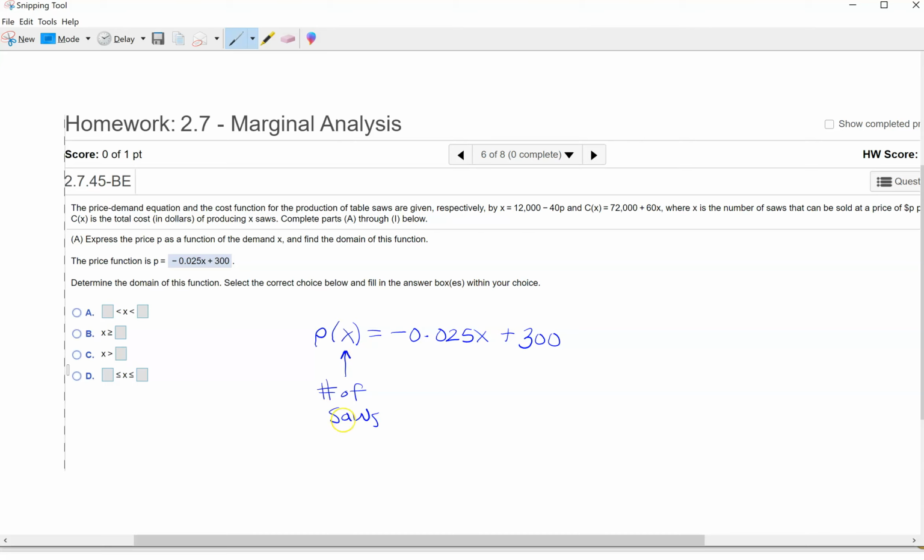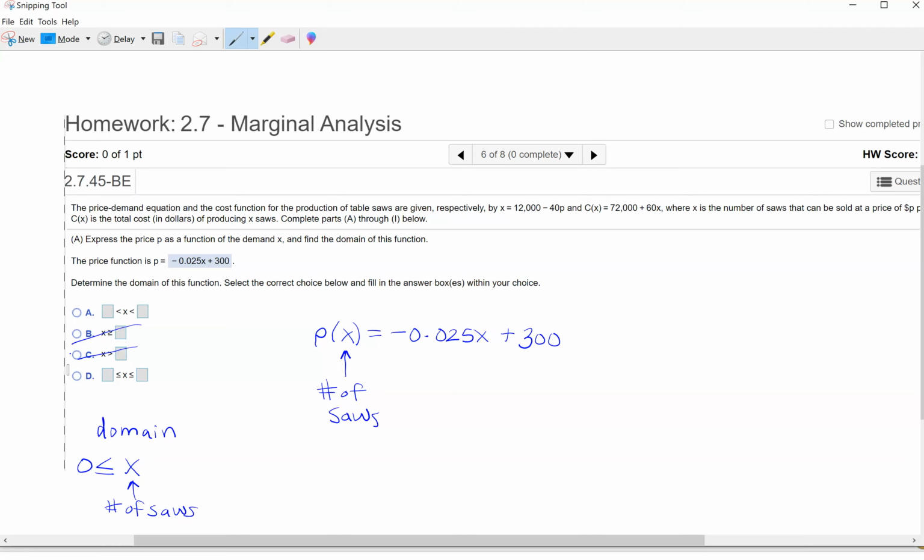So if X is representing the number of saws that are produced and sold, that number cannot be negative. So I automatically know that one of my domain restrictions on X, which is the number of saws, is that X has to be positive. So I'm going to say X has to be greater than or equal to 0. I mean, it could be 0, right? You could sell no saws. So I'm going to put greater than or equal to 0 there. So automatically answer choice B and C are out. So it's either going to be A or D.